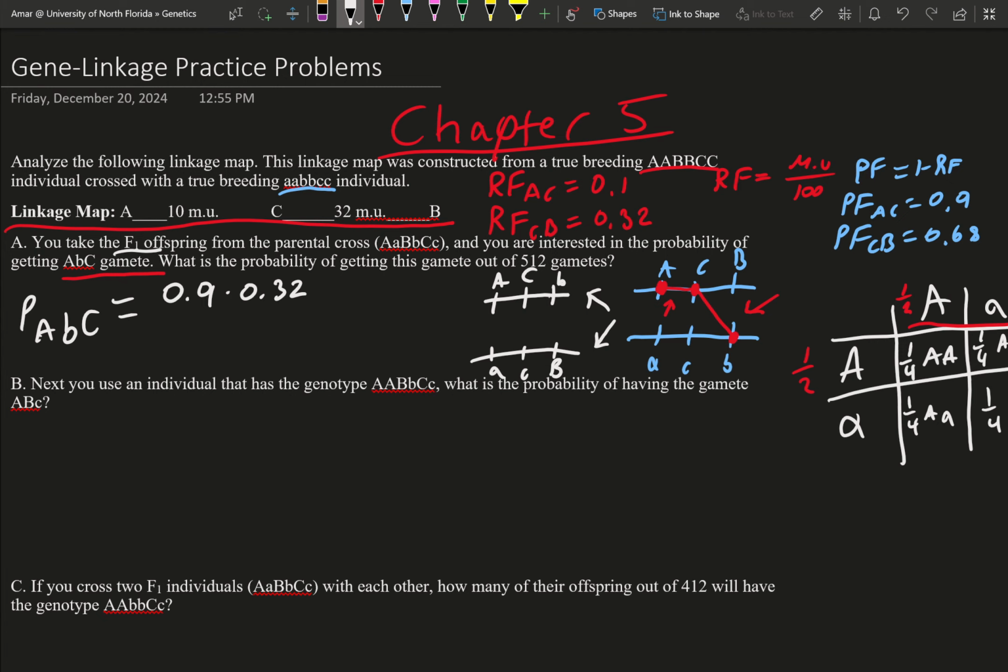So because out of this crossover event, we're getting two different products, we need to take that into account. So basically what we're going to do is divide it by 2. And that's basically it. That's how you solve for that probability for that gamete. So hopefully that made sense. Okay?